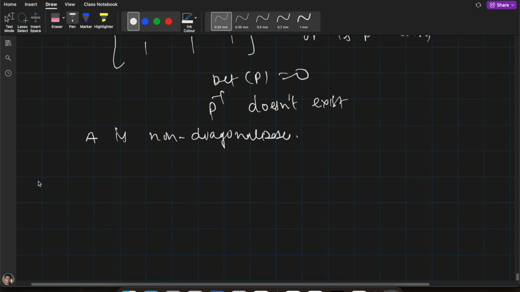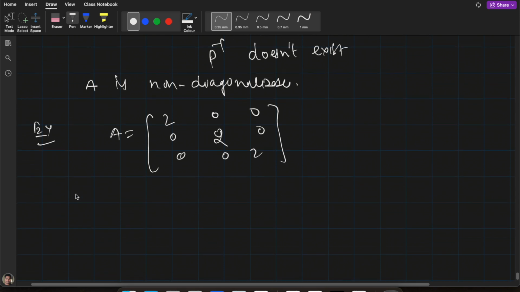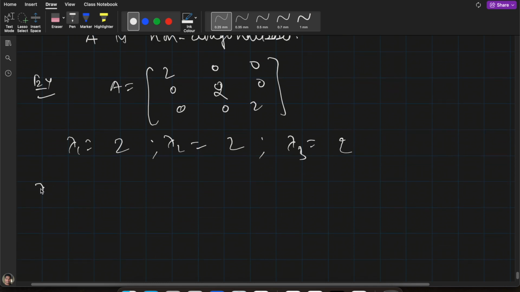But what if, let's take a third example. Suppose you have 2 0 0, 0 2 0, 0 0 2. What is the eigenvalue? Lambda 1 equal to what? Lambda 2 equal to what? Lambda 3 equal to what? 2, 2, 2. Right, fine. So you can see that lambda 1, 2, 3 equal to 2.